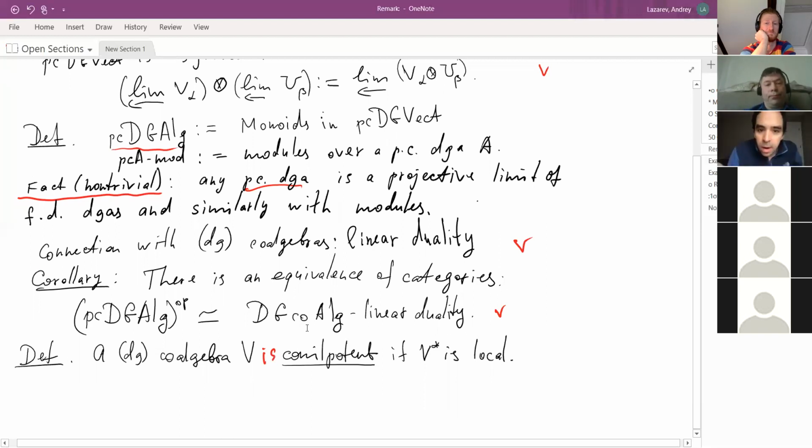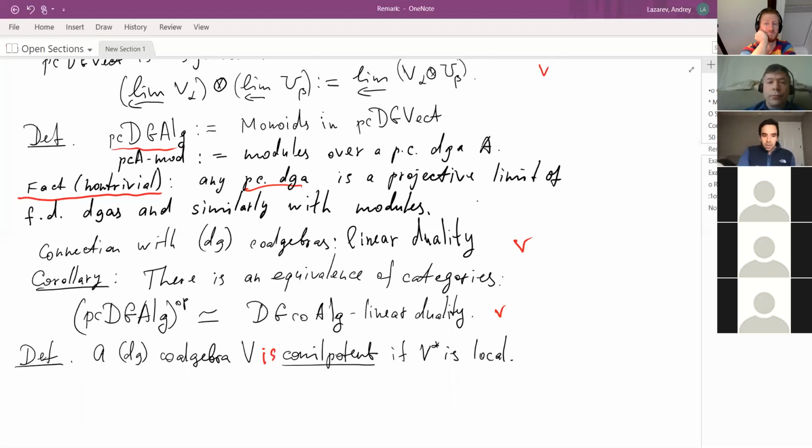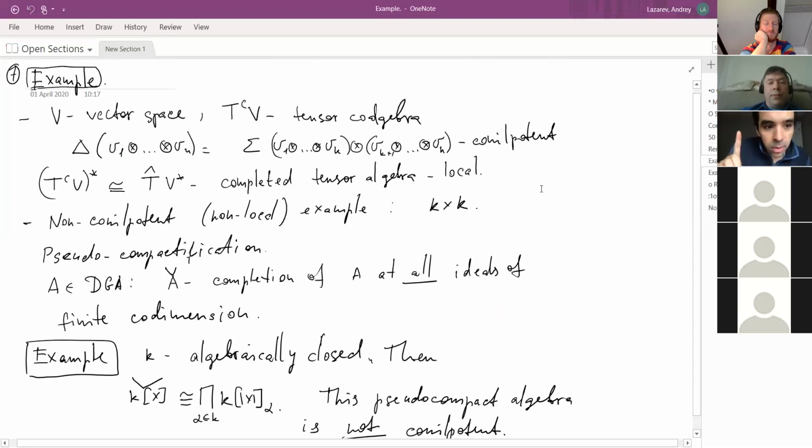Where are augmentations and co-augmentations in this discussion? So far, there are no augmentations and co-augmentations. Okay. So let me ask one more question. There are a couple of examples.